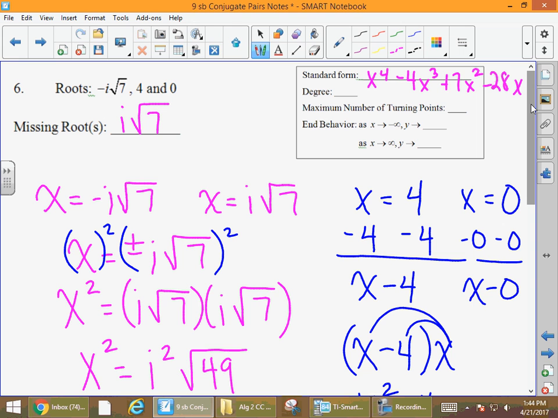But what's our degree? 4. And again, what do we call a 4th degree polynomial? Quartic. What's our maximum number of turning points? 3. And again, if you cannot look here and go positive infinity, then what we're going to do is look at it on our calculator.